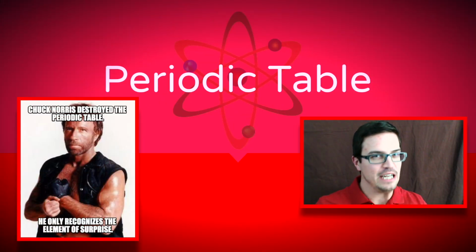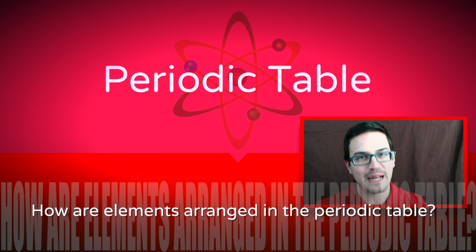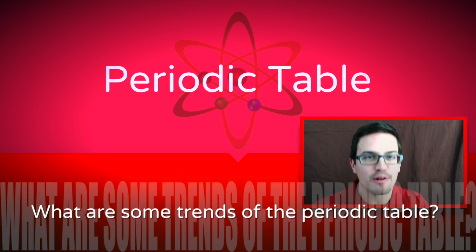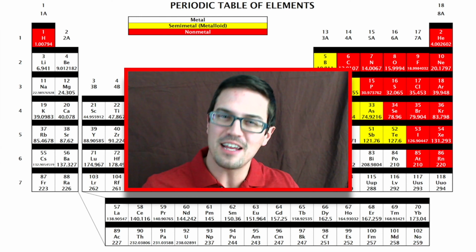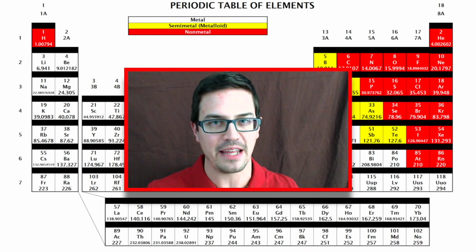Alright, so this is going to be a video on the periodic table. This video is going to be answering the questions, how are elements arranged in the periodic table, and what are some trends of the periodic table? So we discussed how the periodic table got its shape in a previous video, so let's go a little deeper on the implications of that.